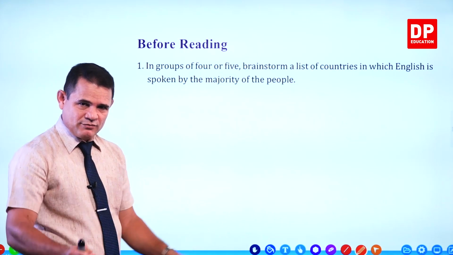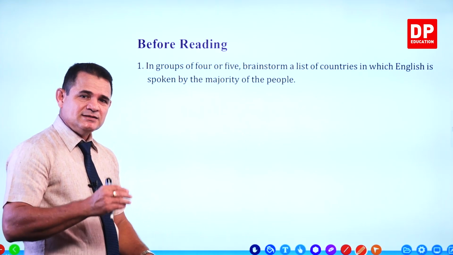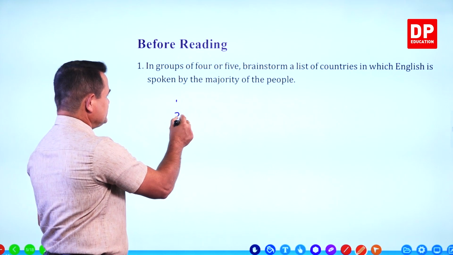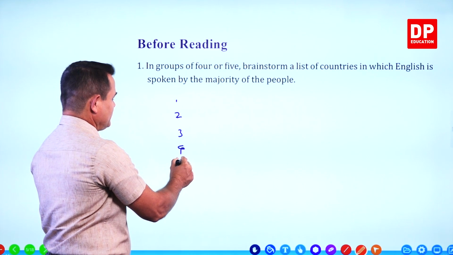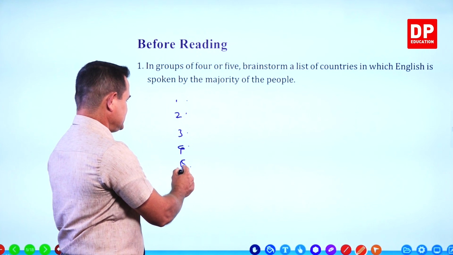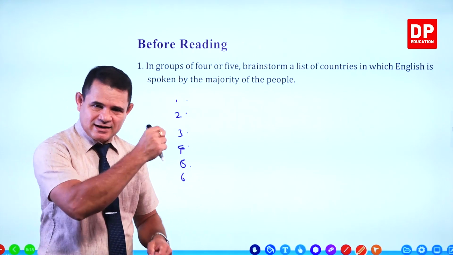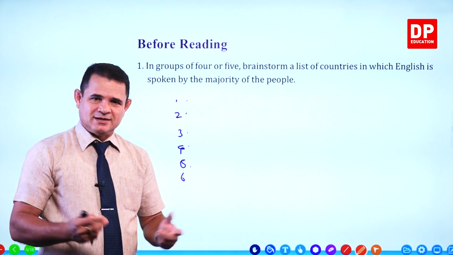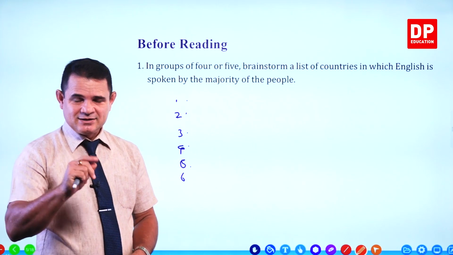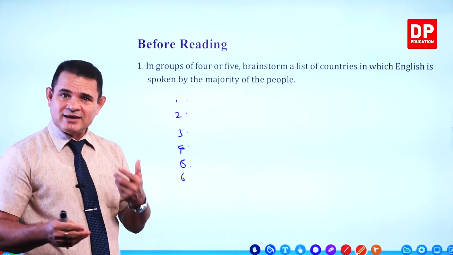So you have 4 or 5 members in your group. කණ්ඩායමේ 4ක් 5ක් ඉන්නෝනේ. ඉංග්‍රීසි කතා කරන රටවල්. You just keep on writing 1, 2, 3, 4, 5, 6 like that. And brainstorm means discuss and write a list. And you can do it now even being at home. ගෙදර ඉන්නකොටත් මේක තනියම කරන්න පුළුවන් මේ activities. That's why I am explaining each and every activity.